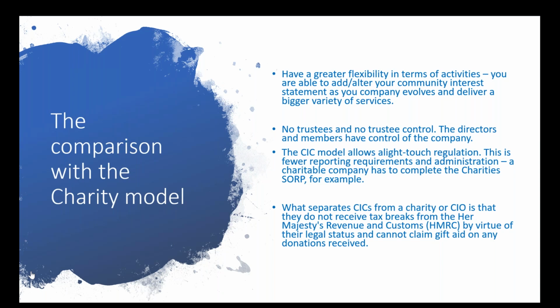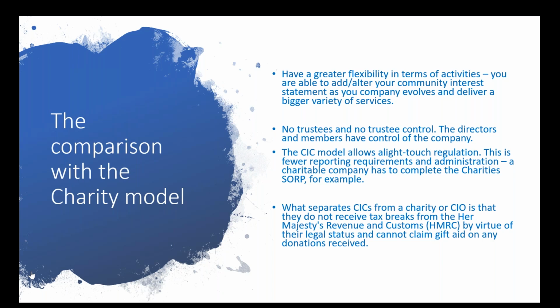The amount of the director's salary is shown in the annual report, so that is open and transparent to the public. The CIC model allows light touch regulation. This means unless you have something that contravenes the CIC legislation, you are free to run your business without constant interference from the regulator. There are fewer reporting requirements and less administration. A charitable company has to complete the charity SORP, for example.